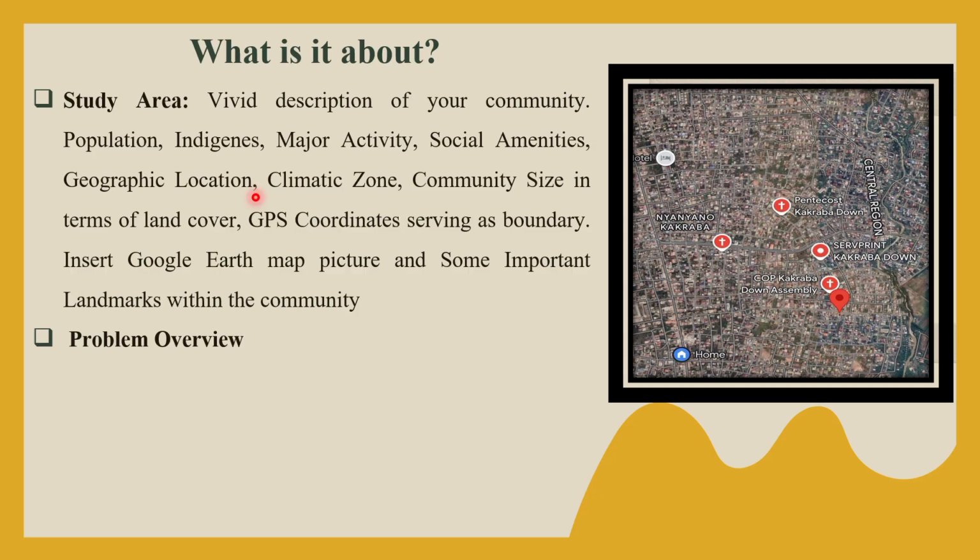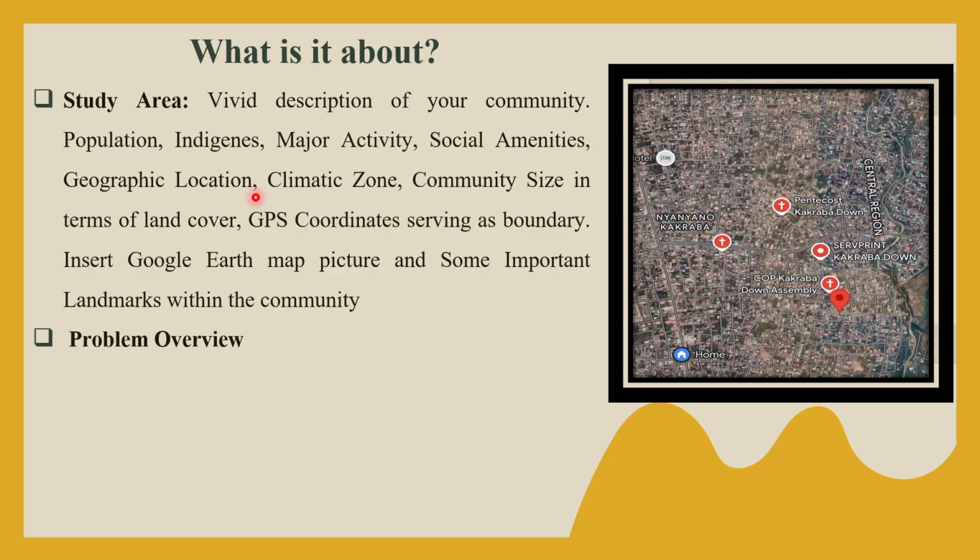Then talk about the problem overview. How bad is the problem? Let's say I'm talking about roads. In the problem overview, I'm going to talk about the cracks. If it's about roads, definitely roads will have some cracks, uneven surfaces, and some potholes and all that. You're going to talk about all this in your problem overview.